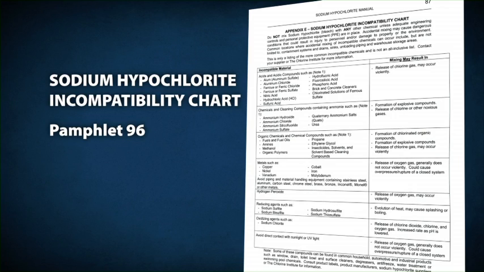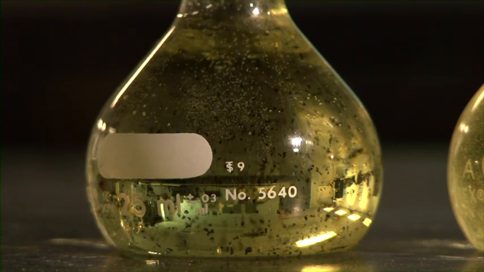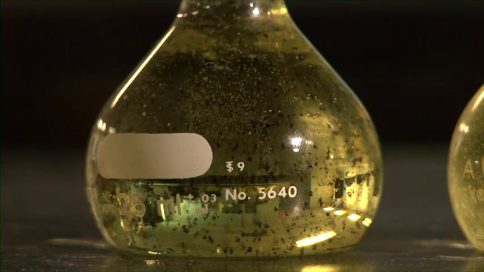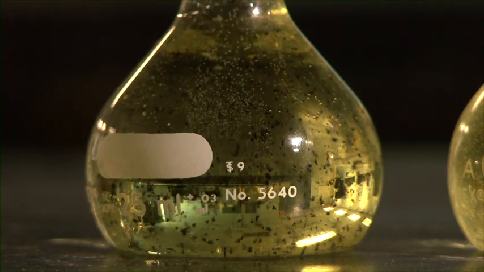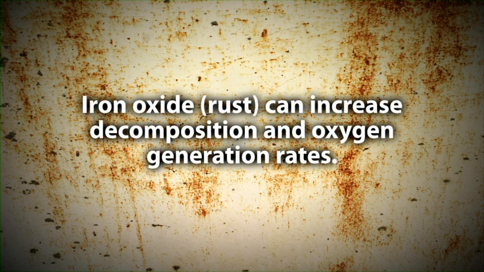Many organic compounds, such as oils, greases, fuels, and solvents, can react violently if mixed with sodium hypochlorite. Several metals, including nickel and copper, will cause sodium hypochlorite to decompose more rapidly, giving off oxygen. Iron can also be a problem in sodium hypochlorite solutions. Most of the time, it only causes discoloration, but when it is present as iron oxide or rust, it can increase the hypochlorite decomposition and oxygen generation rates.